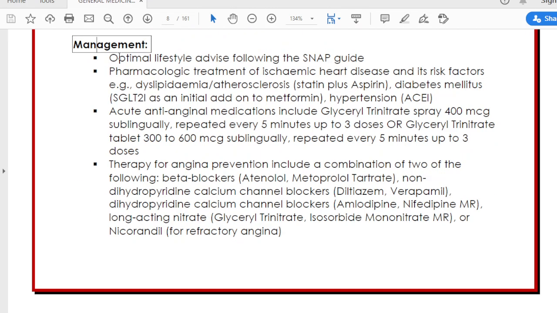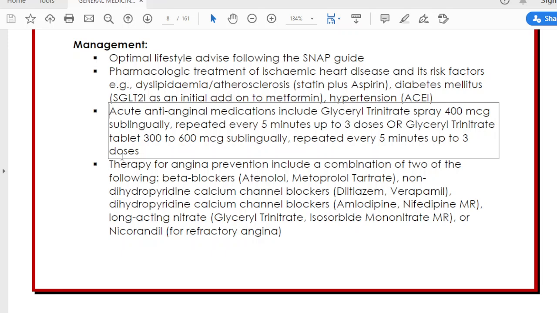Management. Optimal lifestyle advice following the SNAP Guide. Pharmacologic treatment of ischemic heart disease and its risk factors. Example: dyslipidemia/atherosclerosis, statin plus aspirin; diabetes mellitus, SGLT2I as an initial add-on to metformin; hypertension, ACEI.